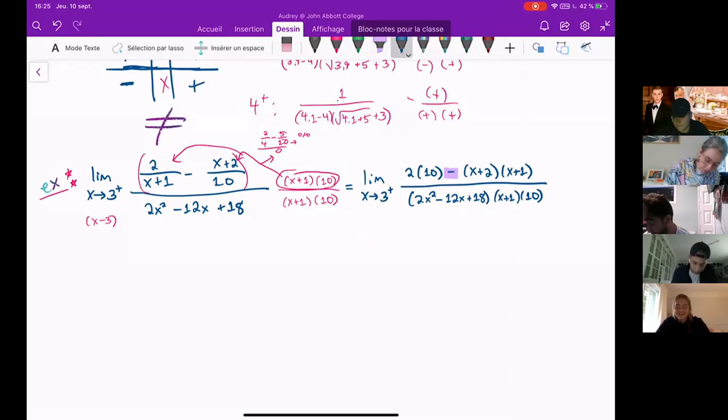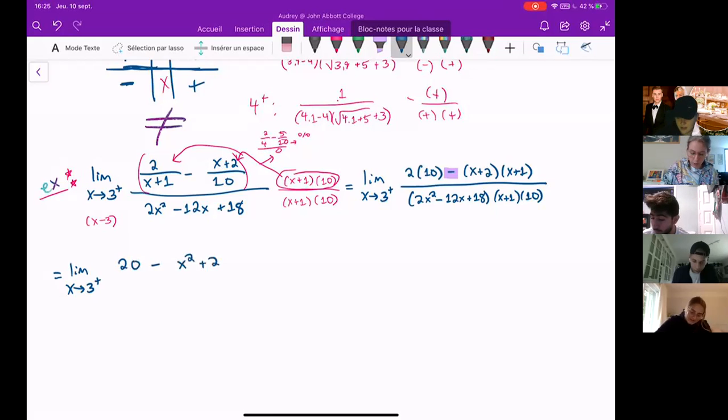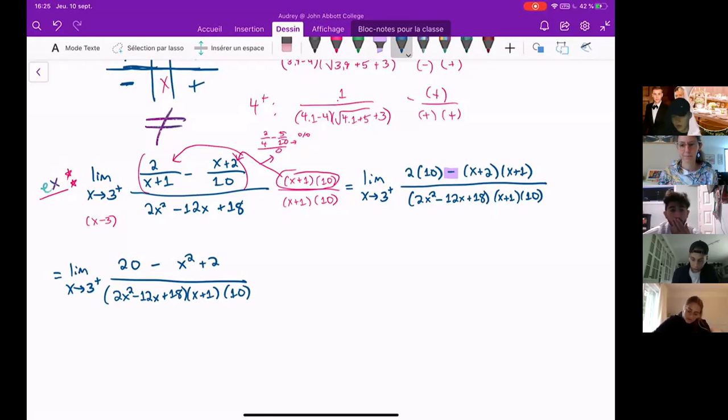So we're looking for the x minus 3. We're going to expand. And I'm going to get, limit as x goes to 3 from the right, 20 minus x squared plus 2, all over 2x squared minus 12x plus 18, times x plus 1, 10. Is that good? Did I do everything right?